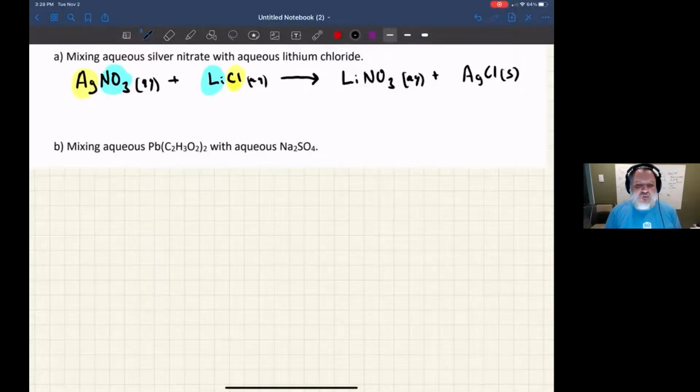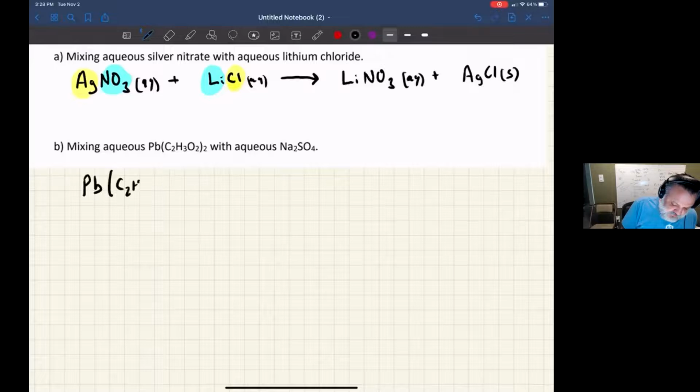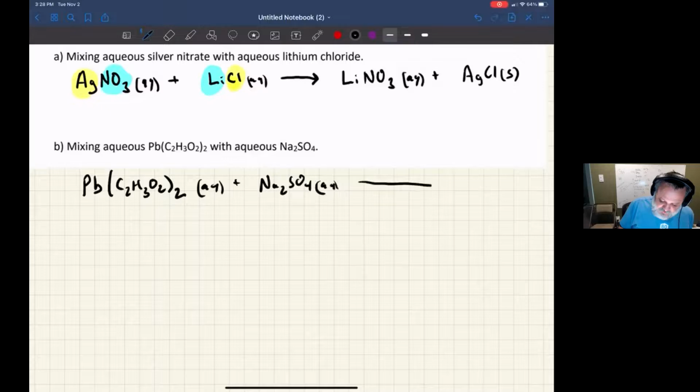So now we're going to do the same thing with the next one. But in this case, we already gave you the formulas, so you can just write those down. So it's Pb(C2H3O2)2 for lead(II) acetate. It's aqueous. It's going to be aqueous sodium sulfate. And let's complete the reaction.